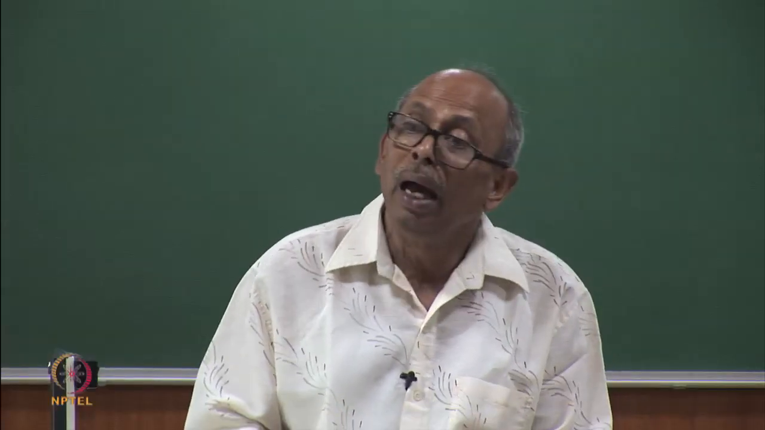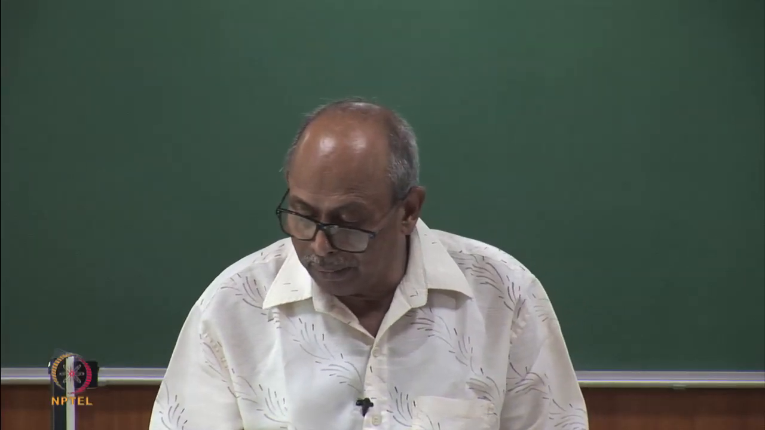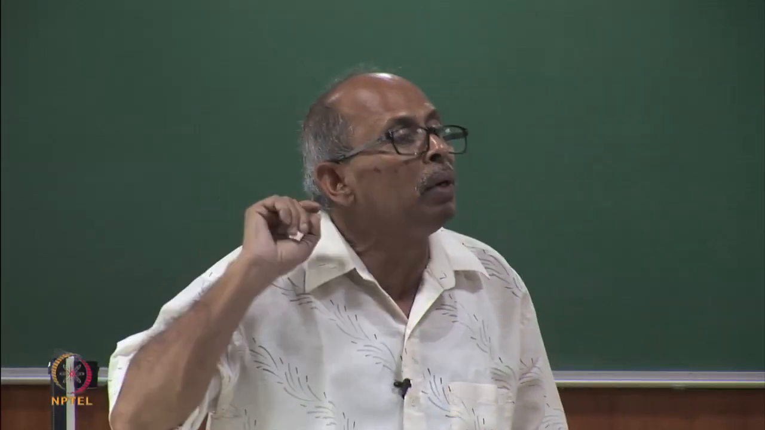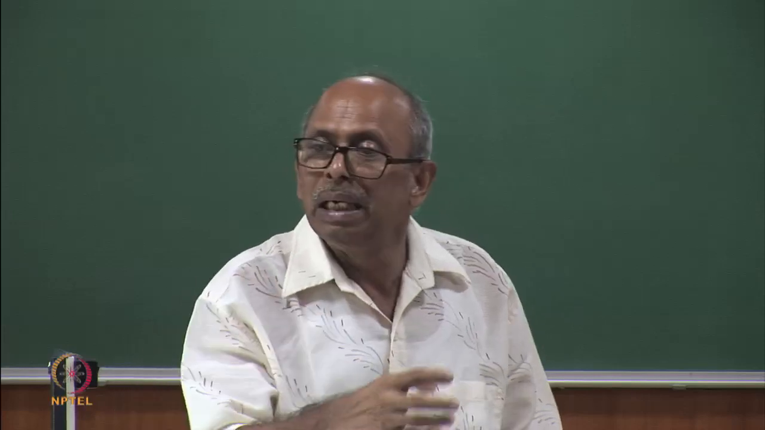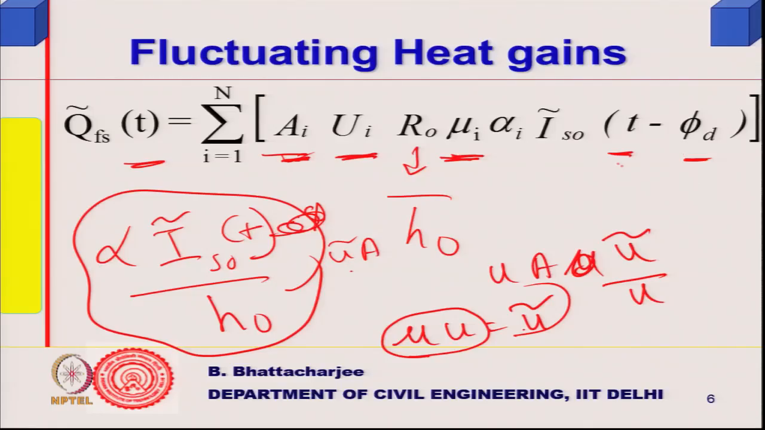Now, I am using the quantities, how much quantity will come, but I have to take the time lag, because the temperature fluctuation which occurred phi d hours earlier will now cause some real heat to come in. So, t minus phi d, where t is the current time and phi d corresponds to the decrement factor, corresponding to this mu, corresponding to U swing. This I have found out.